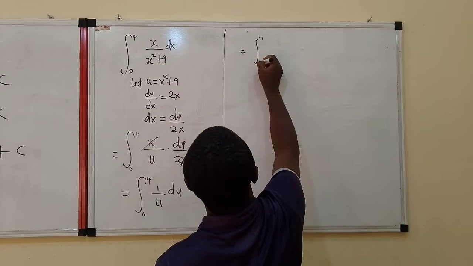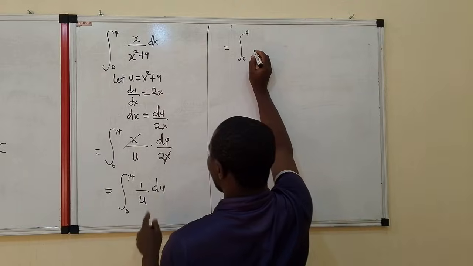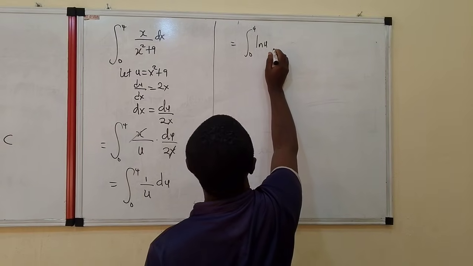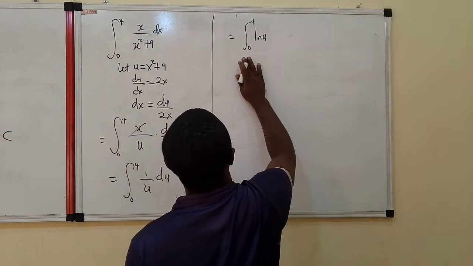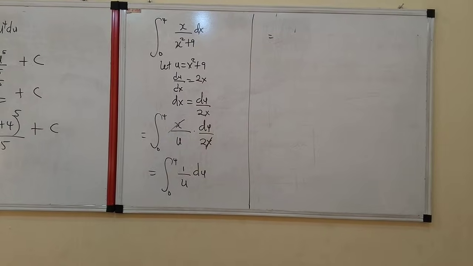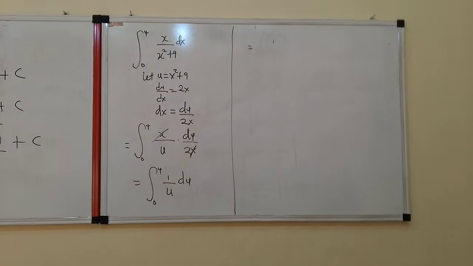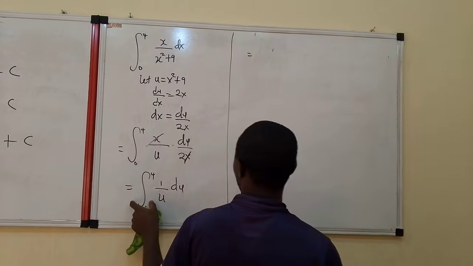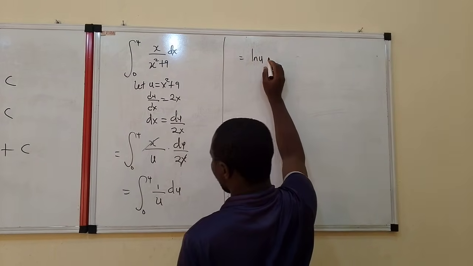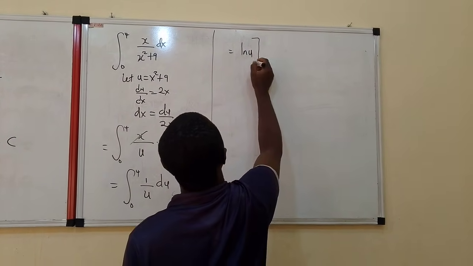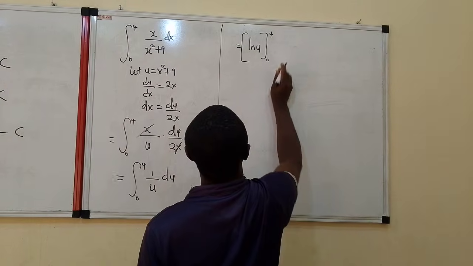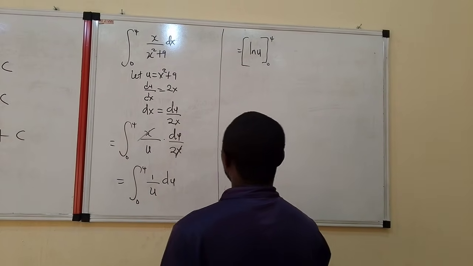Sorry, I'm not supposed to write that sign again. If you integrate 1 over u du, what do you have? You have ln u. Here we have the limits 0 to 4.